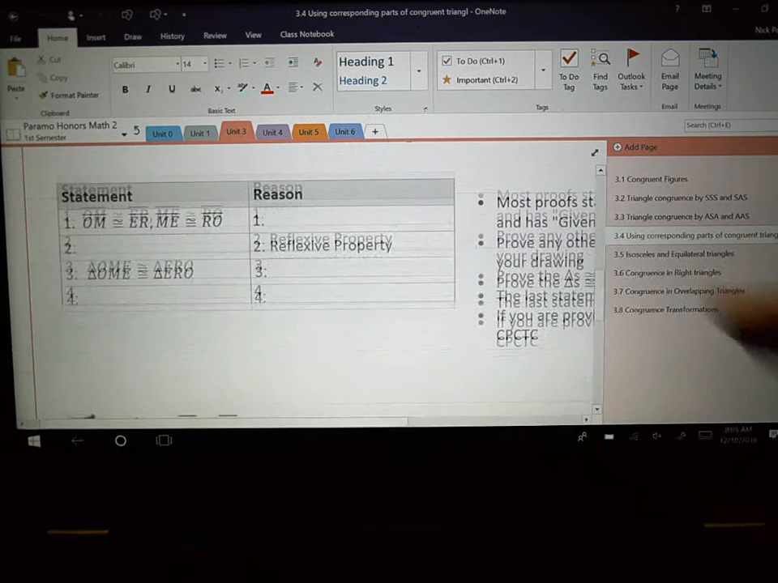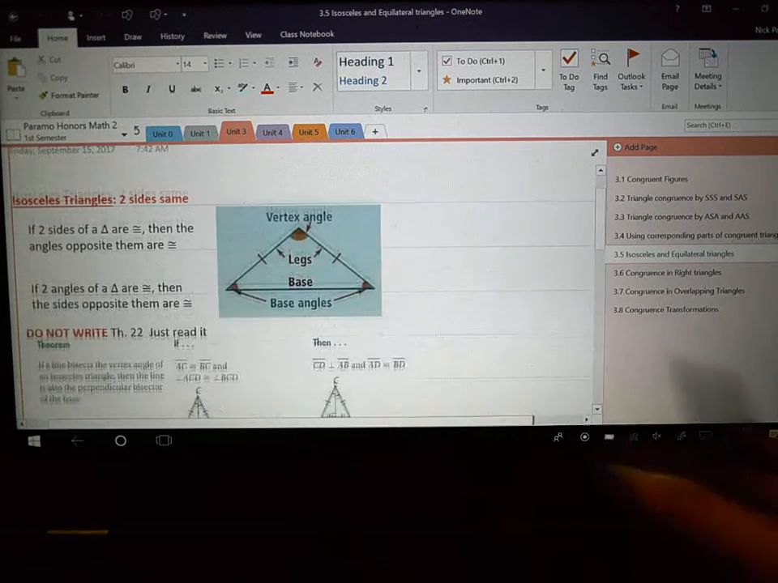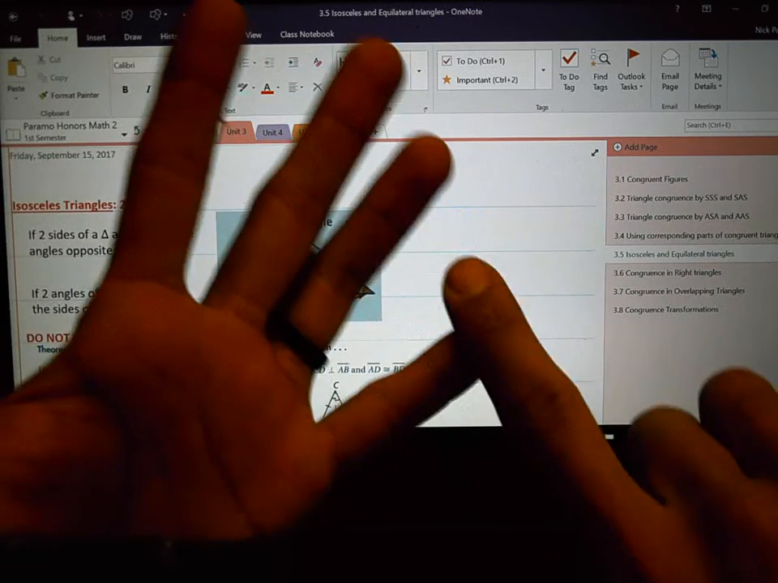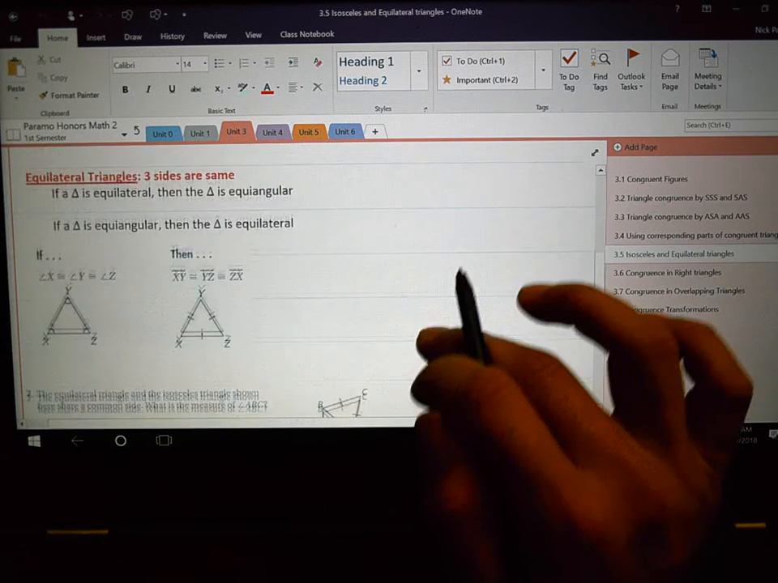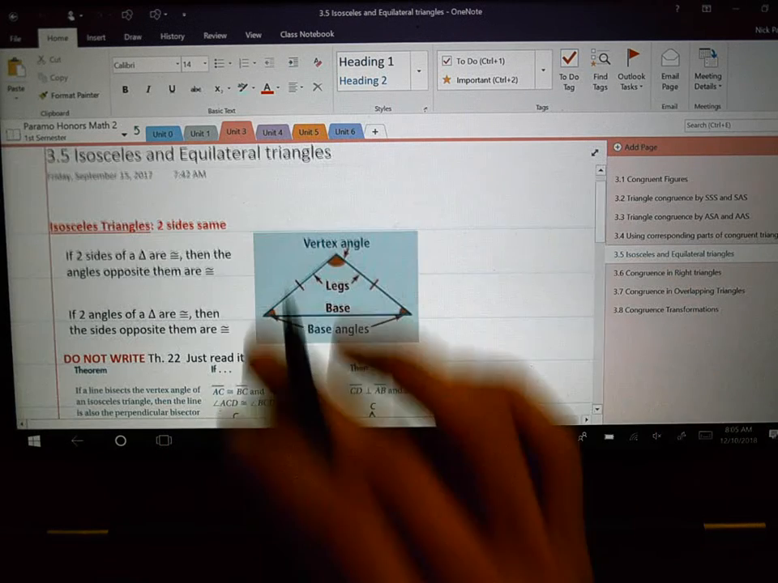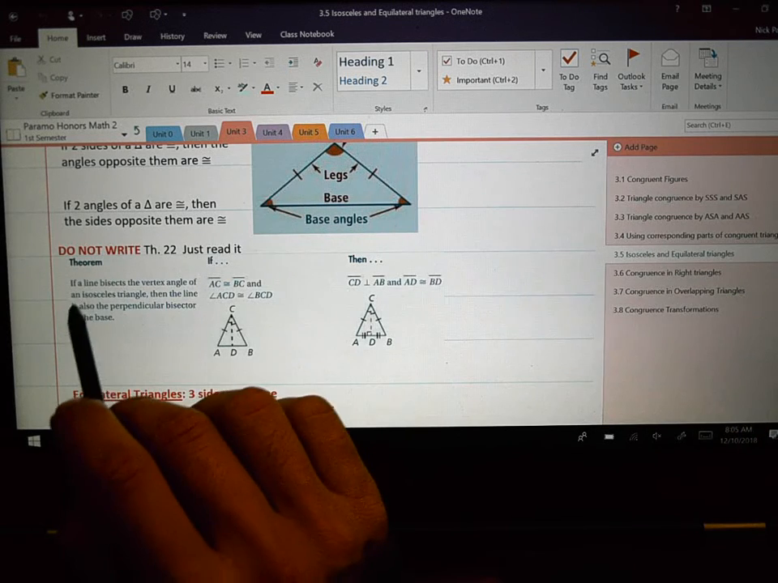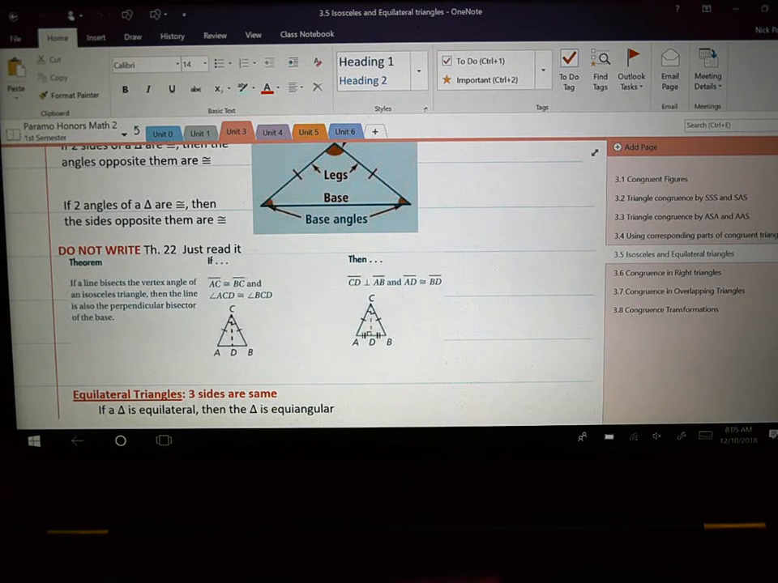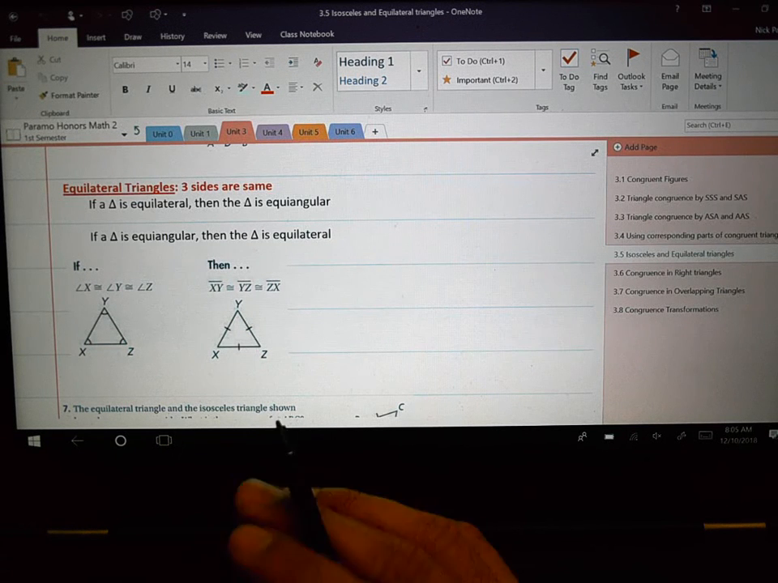Yes. The only other things that are in this unit, besides proofs and the 5 ways to prove congruency, shortcuts, were isosceles triangles and equilateral triangles. If 2 sides were the same, then 2 angles were the same for isosceles triangles. That was called the isosceles triangle theorem. We also knew that if 3 sides were the same, then 3 angles were the same, and vice versa.